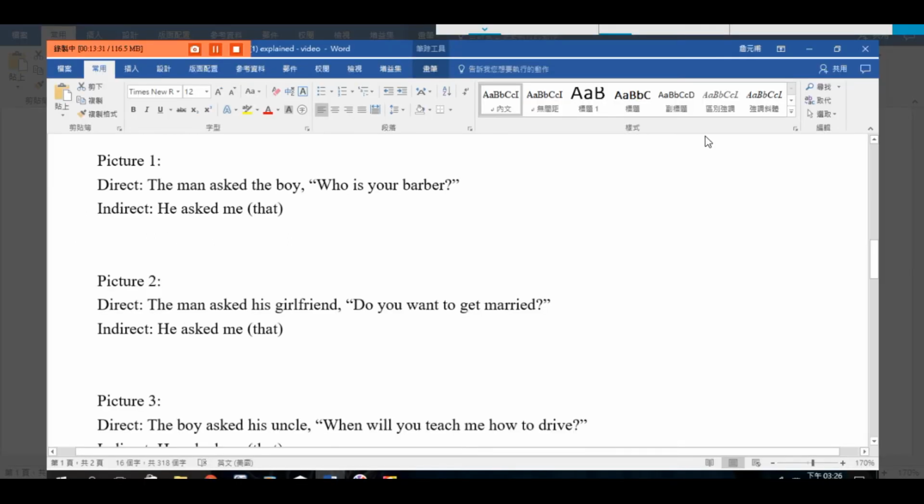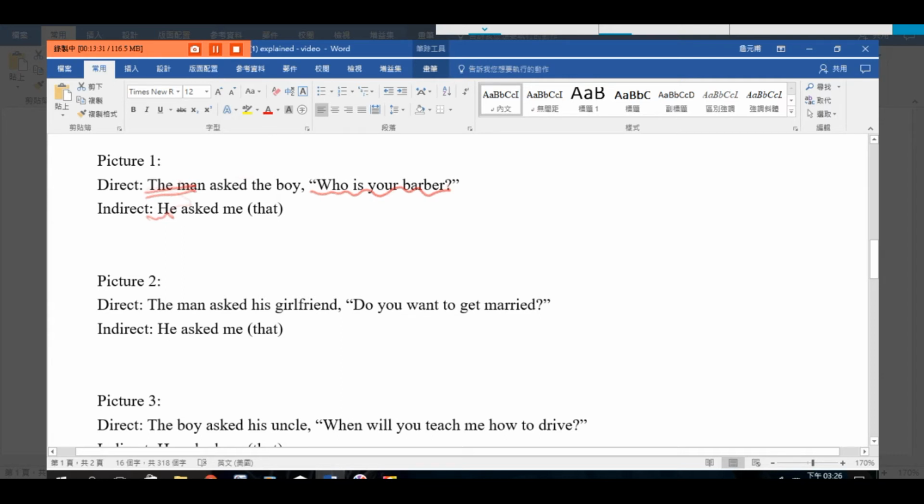So let's take a look at picture number 1. Picture number 1 is the picture on page 117. It is the picture where there is a history teacher talking to a student in the class, and this is what the history teacher actually said to the student: who is your barber? Okay, that's a regular question, and this is a direct speech sentence. Now our job is to transform this direct speech sentence with the regular question into an indirect speech sentence with an embedded question. So he asked me, he meaning the history teacher, meaning the man in this sentence, he asked me that.